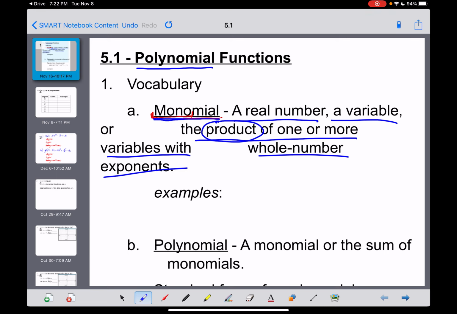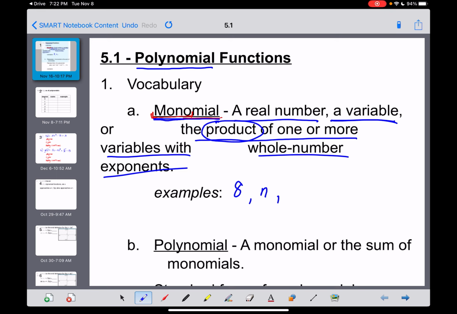So if you write that down, great. But you're going to learn what a monomial is by seeing it in action. So let's go through each of these in turn. A real number, it says, can be a monomial. So for example, 8. That's a monomial because it's a real number. So that's one example. Another example would be just a variable, like the variable n.